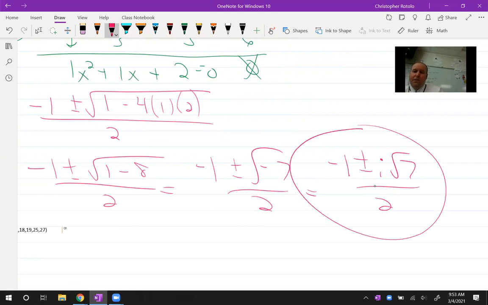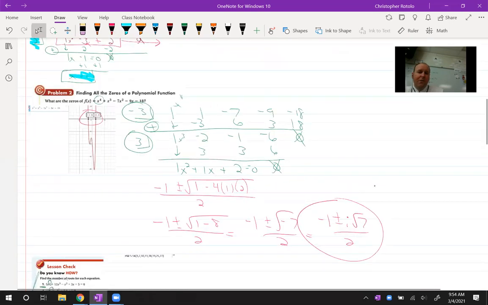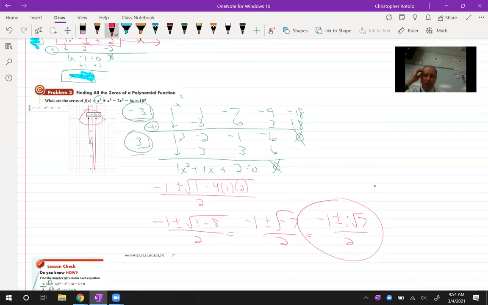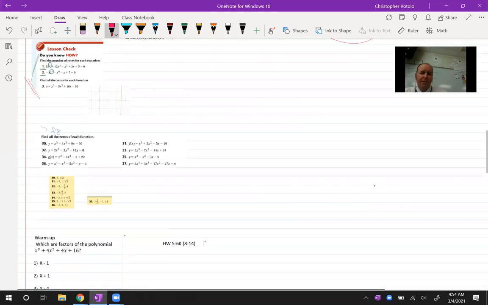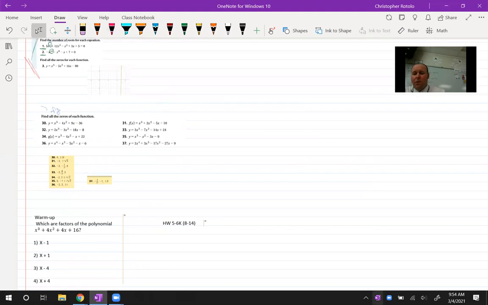Remember, this counts as 2. If you don't believe me, write it as two separate ones until your hand cramps up. You're like, I can't write anymore. Okay, negative 1 plus i root 7 over 2. Negative 1 minus i root 7 over 2. We were supposed to get 4, so that's 2. We had 3 and negative 3, so that makes up all 4 answers. All right, we get some to check down here, and we'll work on that in class.